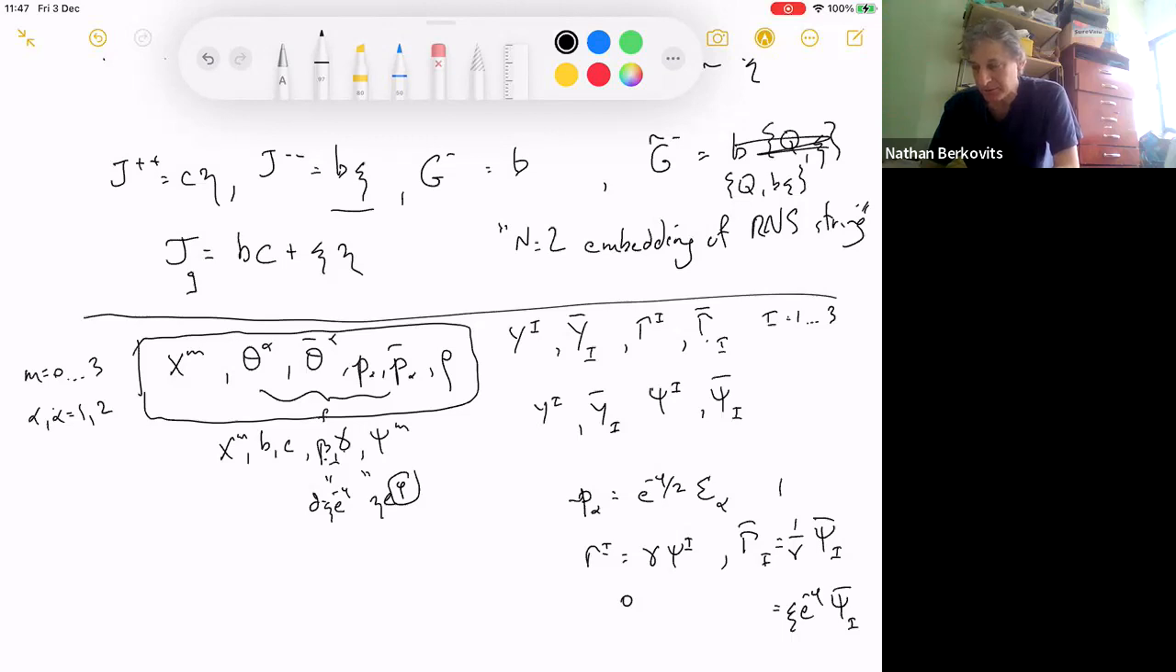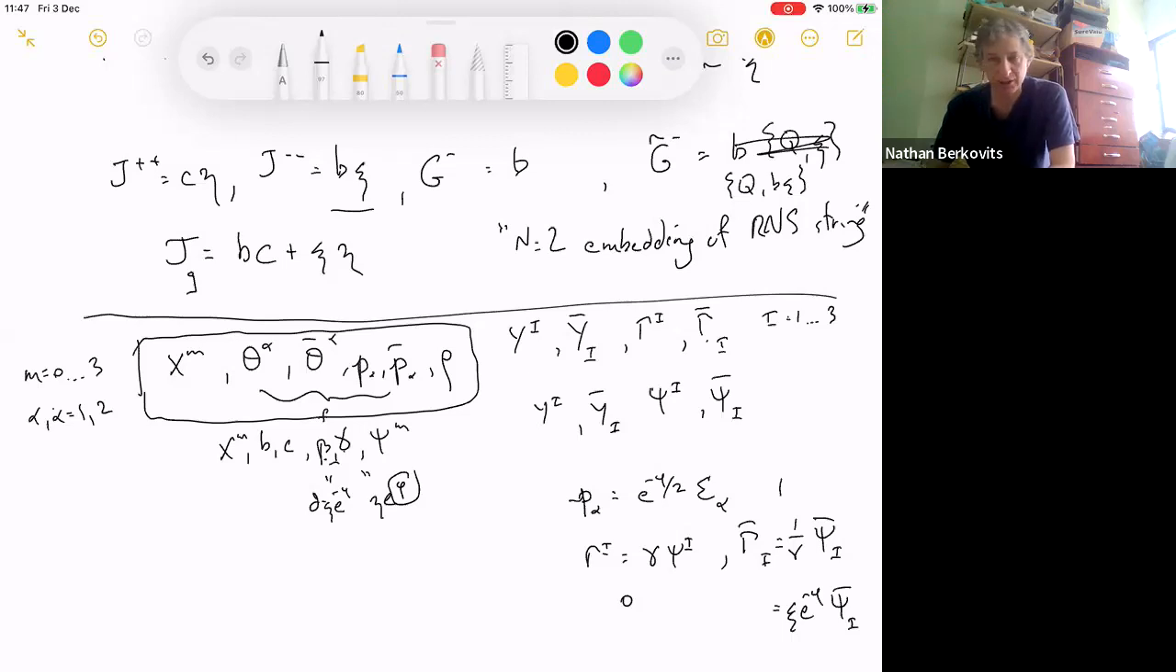which is important because if we want space-time supersymmetry to be manifest, you should not have to sum over spin structures. So in this description there are no spin structures. All the fields are periodic on the worldsheet. That's what I'm trying to say.